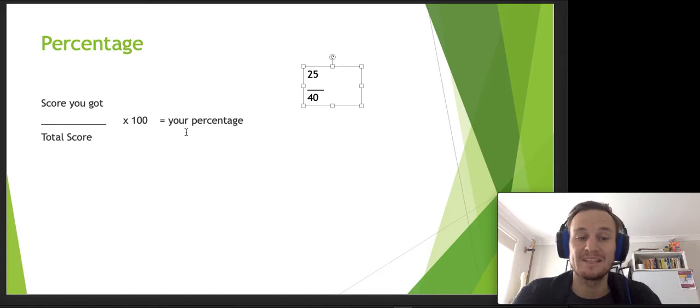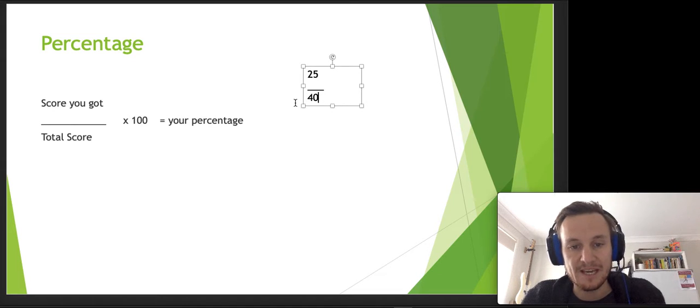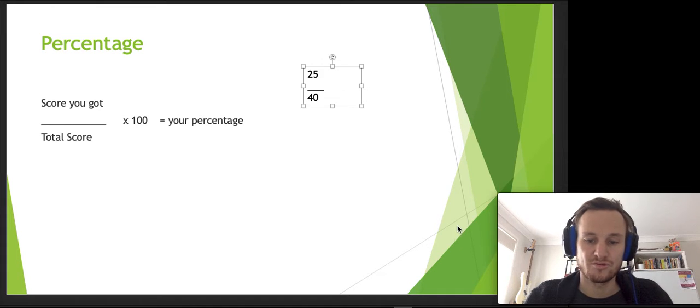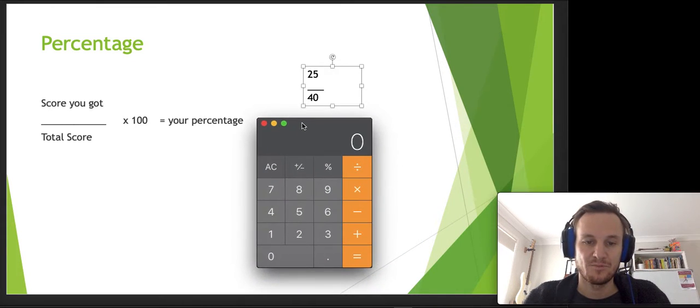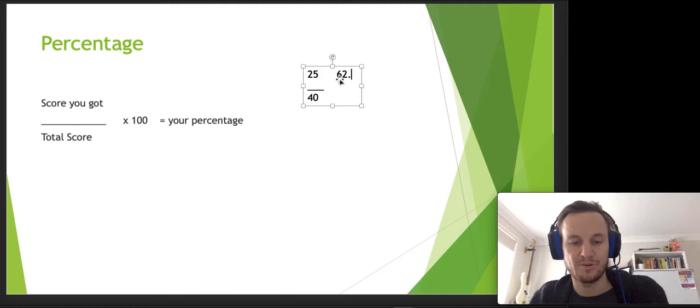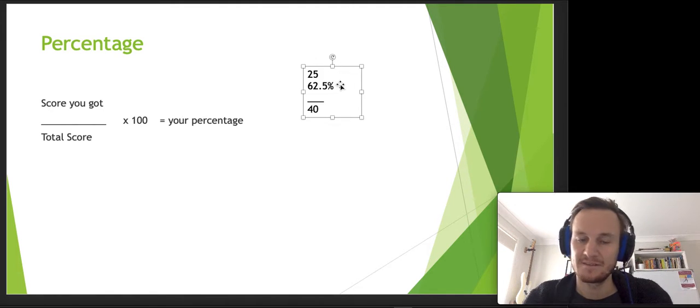Well, if you look at this formula, it will work for you. So you write whatever score you got out of the score altogether, and you times that by 100. So if we times, let me get my calculator up here. We should follow this: 25 divided by 40, because that's the total score, and then we're going to times that by 100. Our percentage we got was 62.5%. That doesn't look like it should look, but you get my drift.